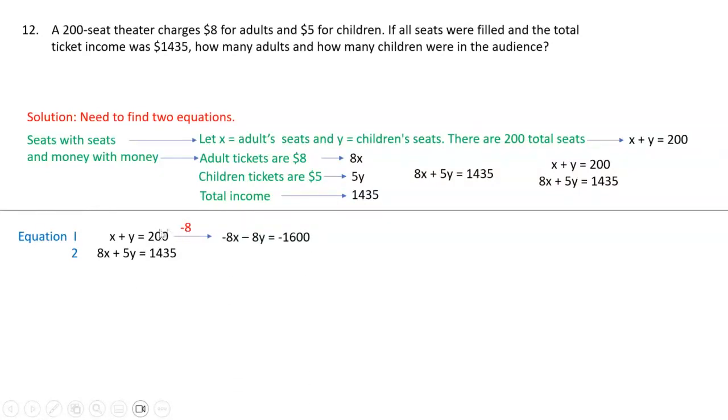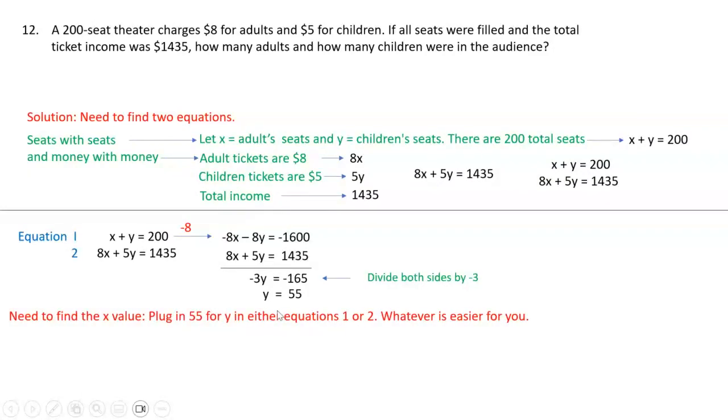After multiplying -8 times every term in the first equation, we get -8x minus 8y equals -1600. Then equation 2, we just bring it over, and now we add them. The x's are eliminated, so -8y plus 5y gives us -3y, and -1600 plus 1435 gives us -165. We divide both sides by -3, so y equals 55.